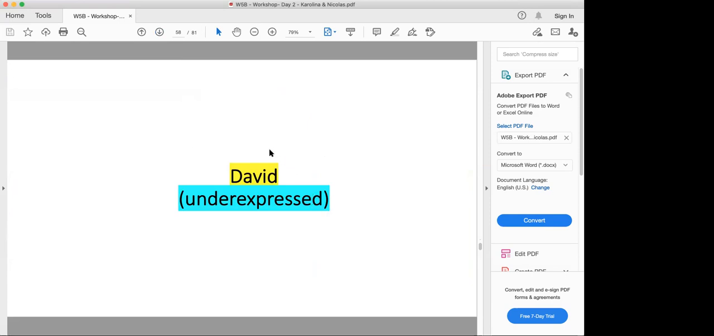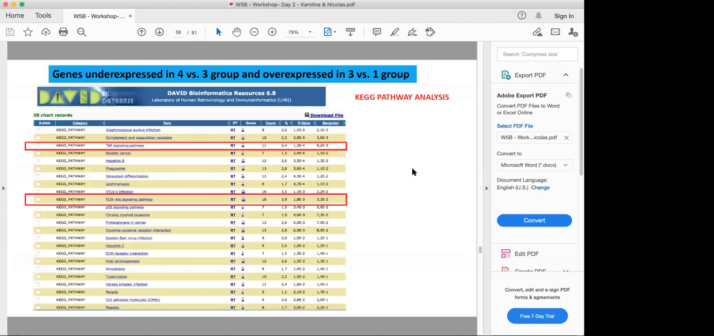And I also used DAVID Bioinformatics for the same data sets, with the underexpressed data. What is surprising is that if you use one tool, sometimes the results will be a little bit different than if you use another tool. So if you don't get any promising results using one tool, please feel free to try another one. Maybe with another one you will get a result that is more significant for your analysis. DAVID Bioinformatics showed me KEGG pathways: TNF signaling pathway and PI3K-Akt signaling pathway. It gives you the gene counts, p-value, and adjusted p-value.